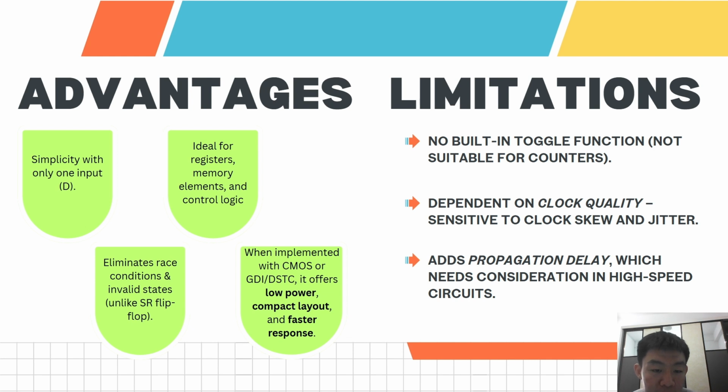While the fourth advantage is when implemented with CMOS technology or GDI, DSTC, it offers low power output, compact layout, and faster response. While the limitations of this D flip-flop involve no built-in toggle function, and this may be not suitable for counters. Second is dependent on clock quality, sensitive to clock skew and jitter, while the last limitation adds a propagation delay which needs to be considered in high-speed circuits.